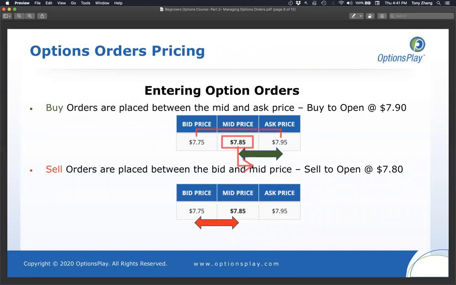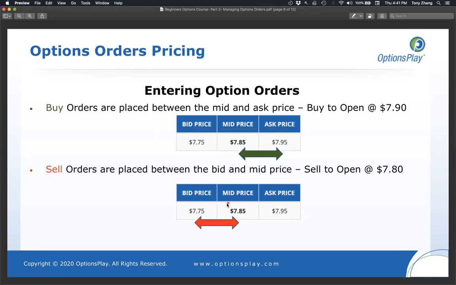So whenever you're buying, remember, you want to start at the midpoint and move your way up. Does that make sense to everyone? Please type 4 into the chat window if that makes sense for a buy order. Okay, great. So now let's move on to the sell order.